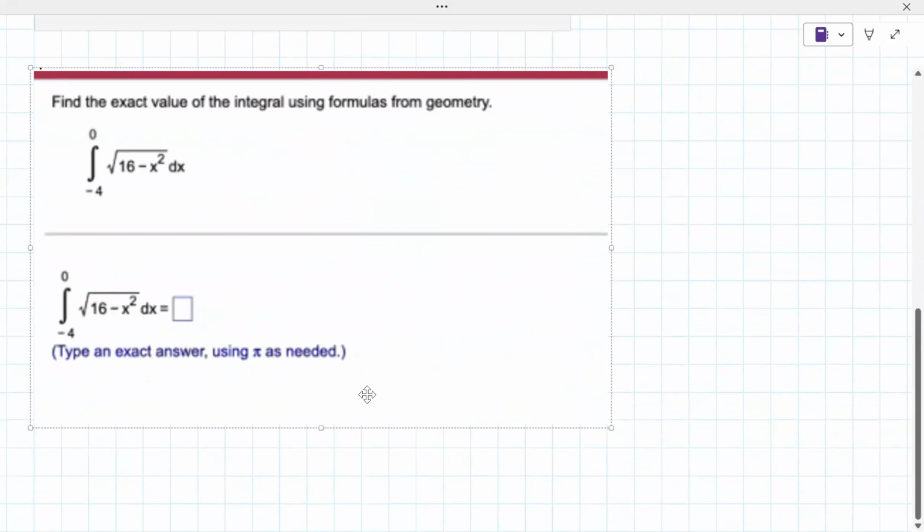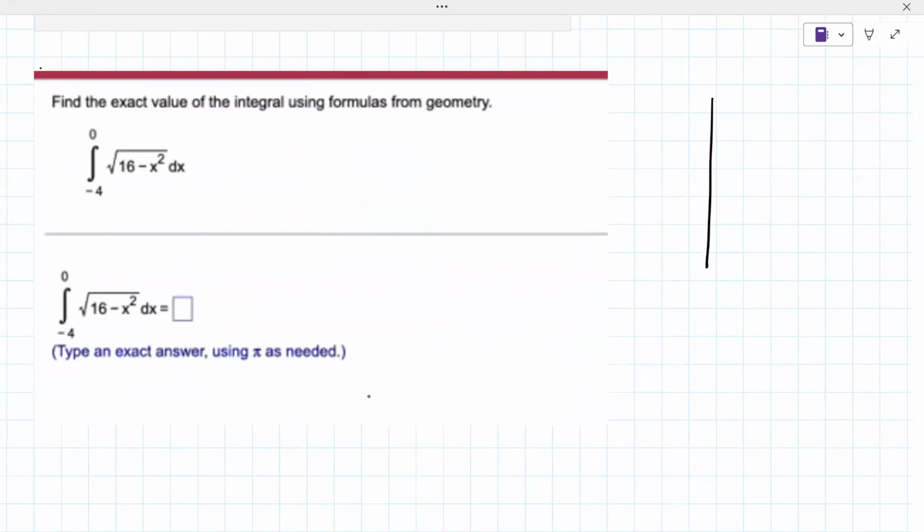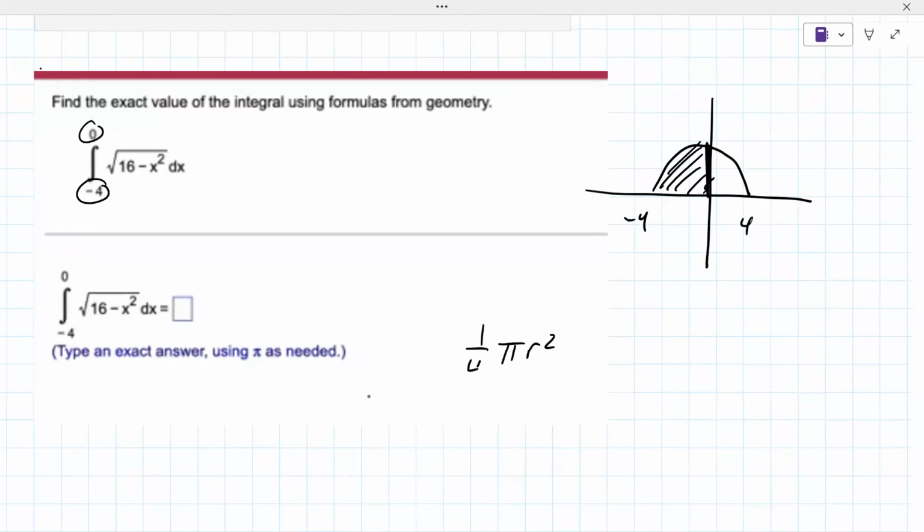All right. So it says find the exact value of the integral using formulas from geometry. If you were to graph this, it would look like this from -4 to 4. It's a circle. They want the area from -4 to 0, which is just this part on the left. It's a quarter circle. The area of a circle is pi r squared, but you want a quarter of it. And your radius in this problem is 4. It's the distance from the origin out.